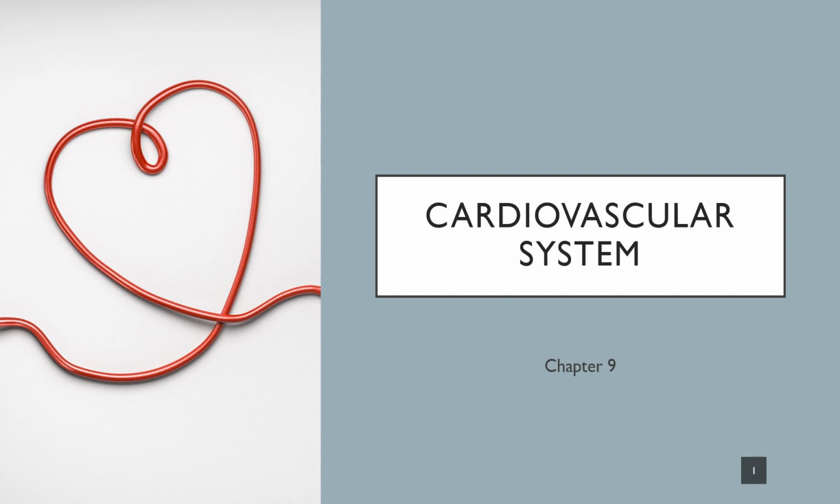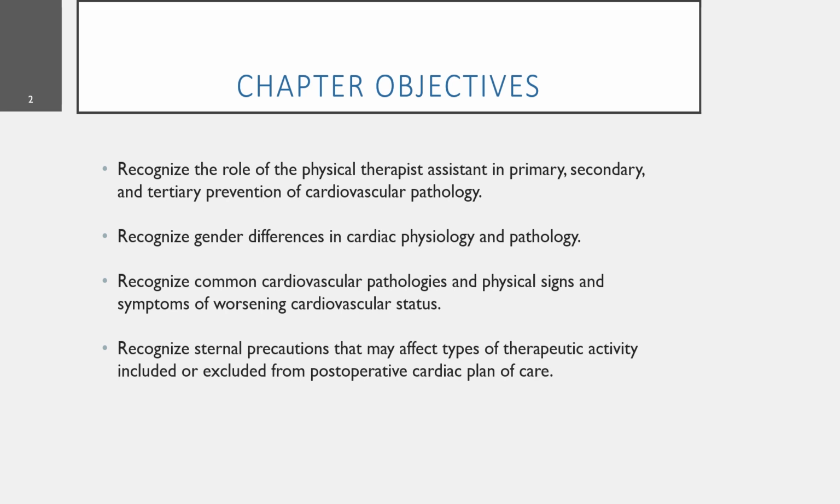This discussion is going to be on the cardiovascular system, Chapter 9. Our objectives for today are to recognize the role of the physical therapist assistant in primary, secondary, and tertiary prevention of cardiovascular pathology, recognize the differences in cardiac physiology and pathology, recognize common cardiovascular pathologies and physical signs and symptoms of worsening cardiovascular status, and recognize sternal precautions that may affect types of therapeutic activity included or excluded from post-operative cardiac plan of care.